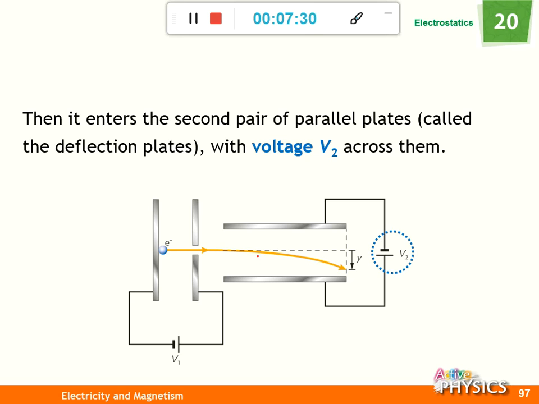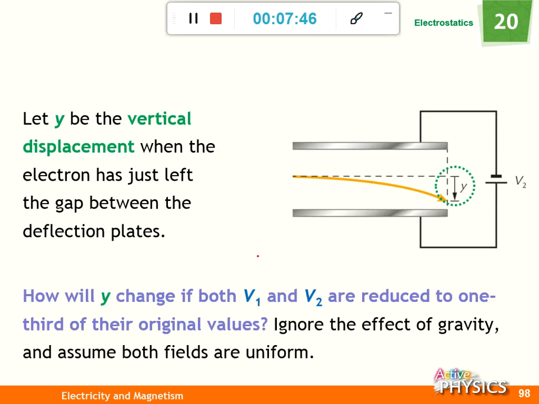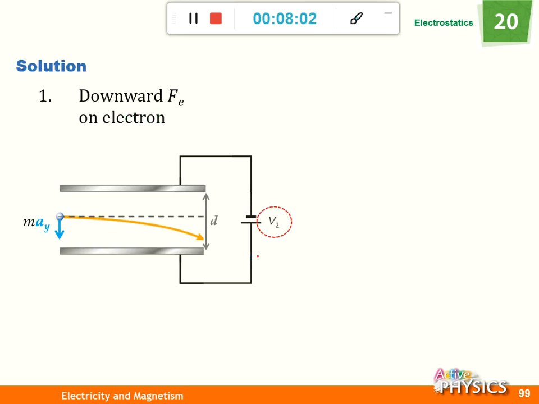This voltage will be V2. Then we can find the vertical displacement y when the electron leaves the parallel plates. And this y, we will say, is the vertical displacement. How will y change if both V1 and V2 are reduced to 1/3 of the original value? Negate the gravity, because the electron is quite light, so the gravitational force is not important.